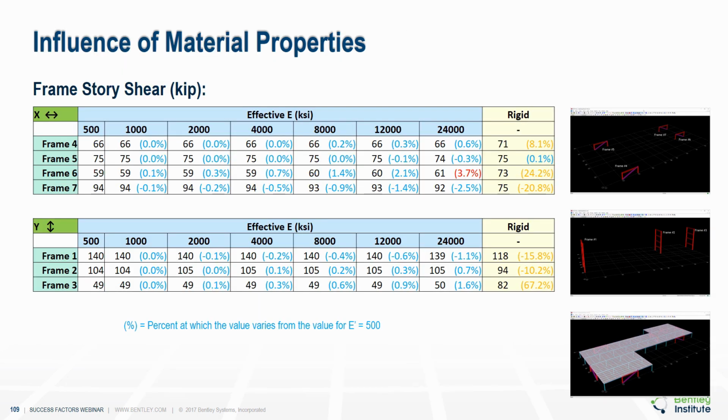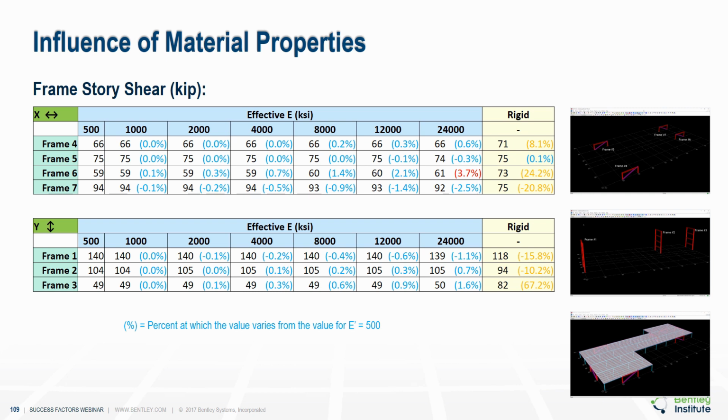So again, I went through the process and did the analyses for each of the different effective E's ranging from 500 KSI to 24,000 KSI. And in the X direction, we look at frames 4, 5, 6, and 7. And in the Y direction, we look at frames 1, 2, and 3. And what we find is that at the worst, for the frame story shear, frame number 6, the 24,000 KSI value varied from the 500 KSI value by 3.7%.